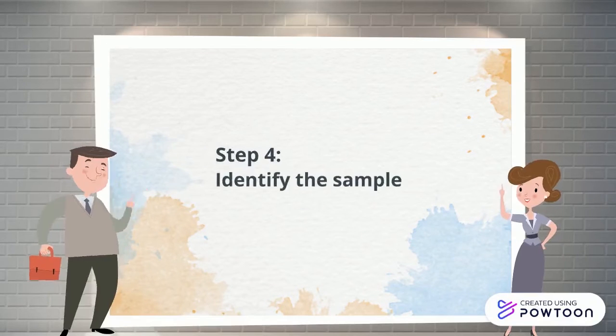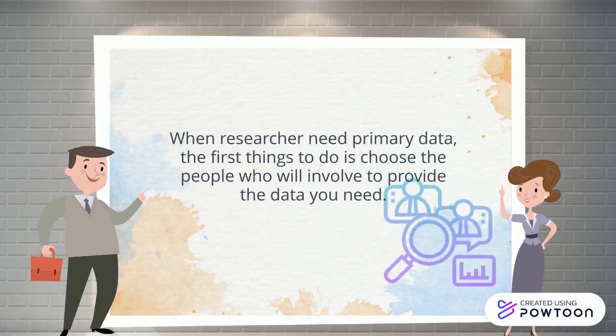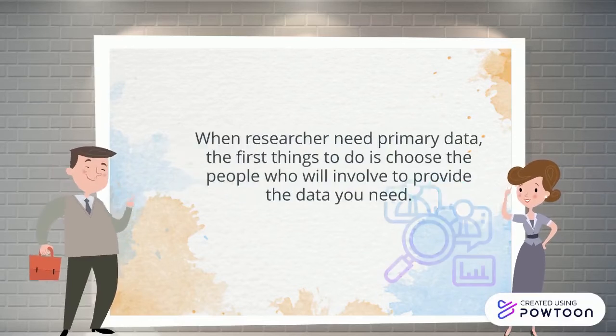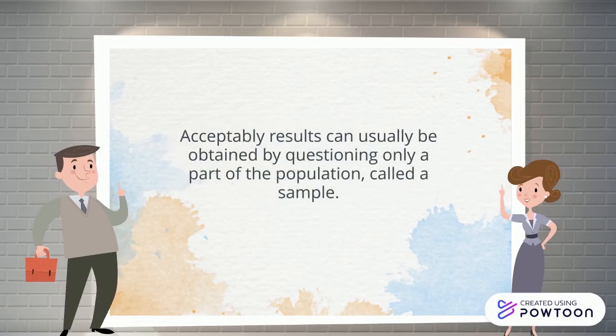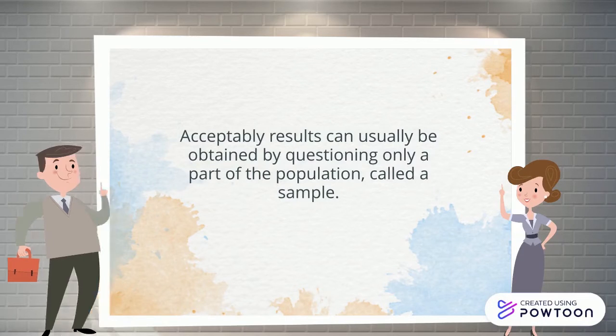Step 4. Identify the sample. When researchers need primary data, they choose an entire group to provide the data, which is called the population. However, researchers rarely use the population, and acceptable results can usually be obtained from a part of the population called a sample.